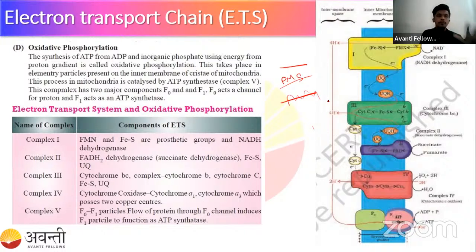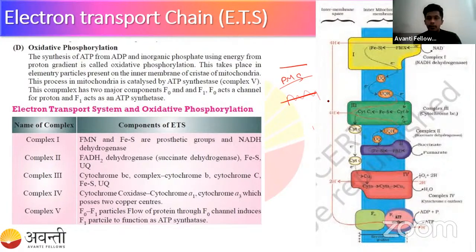So what happens here? We have 5 complexes. Complex 1 has NADH dehydrogenase. Complex 2 has FADH2 dehydrogenase. Complex 3 has cytochrome B, cytochrome C, and ubiquinone. Complex 4 has the same cytochromes, but it also has copper ions as well as cytochrome A and A3. And finally, we go to complex 5, which is the ATP synthetase.